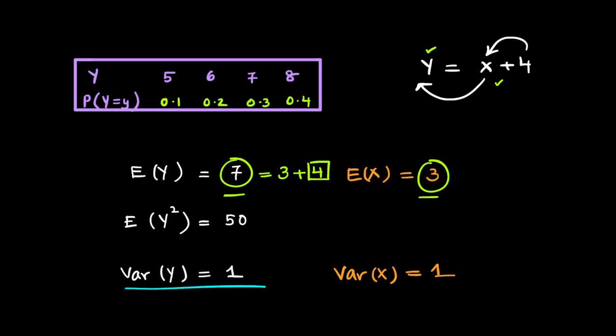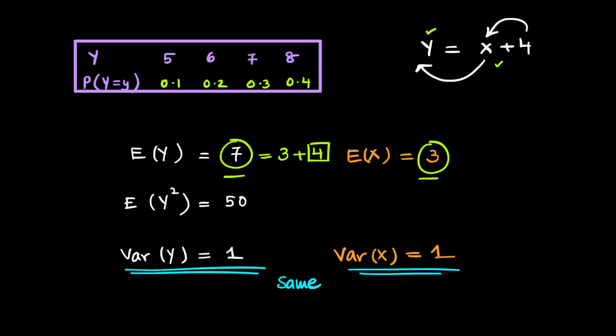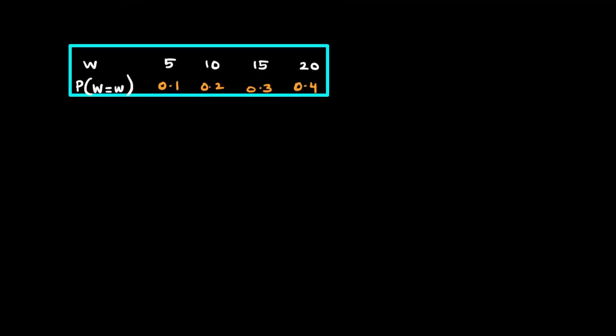But what about the variance? The variance remains the same. That means due to addition, variance does not change. Now let's look at another variable which is w. W takes the values 5, 10, 15 and 20. Expectation of w is 15 and variance of w is 25.